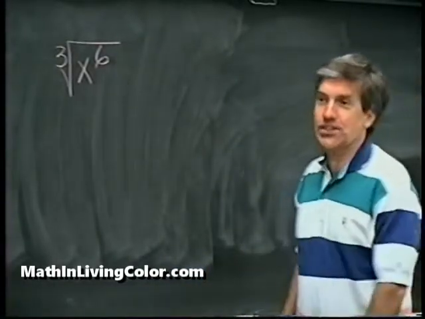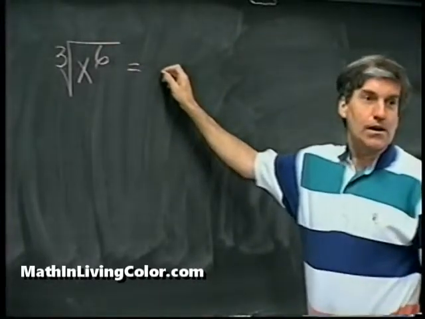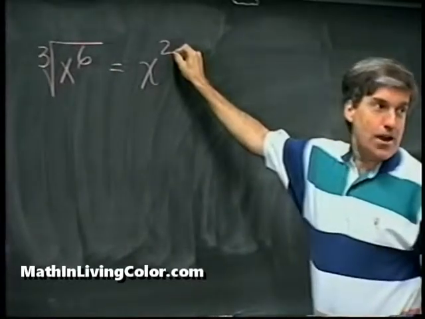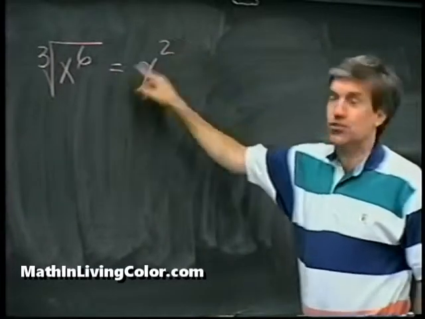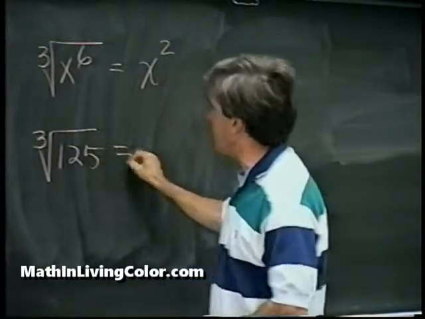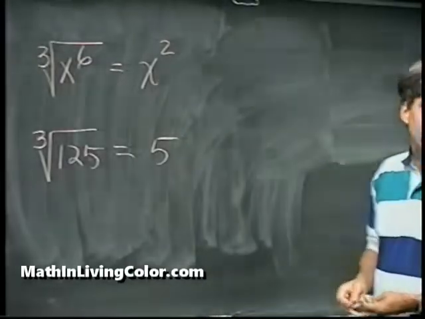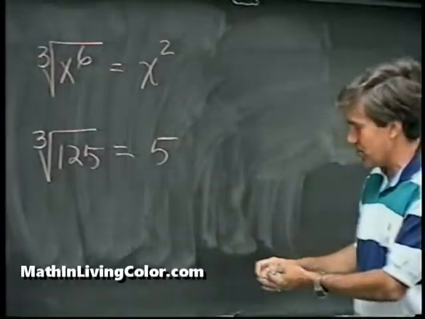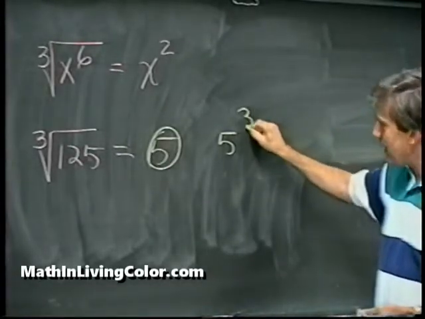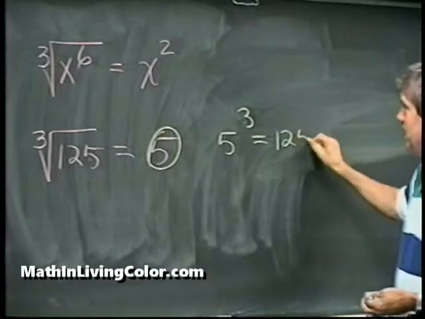Cube root of x to the 6th. Any guesses what that might be? What about x squared? If you take half. How would you know for sure that this is true? How would you know that the cube root of 125, now we know that the cube root of 125 is 5, but how could you check it without a calculator? How could you check this to make sure it equals 5? We'd have to take the 5 and do what? Raise it to the third power, cube it, and that would give you back 125, okay?